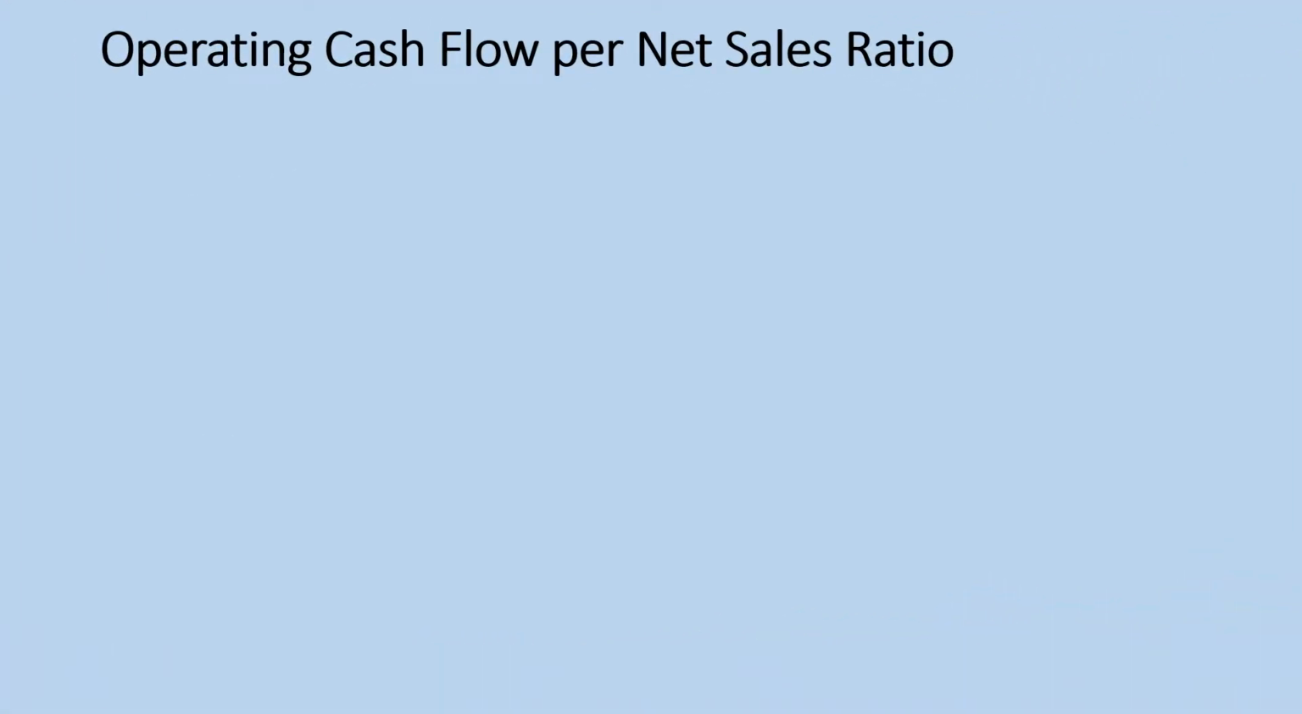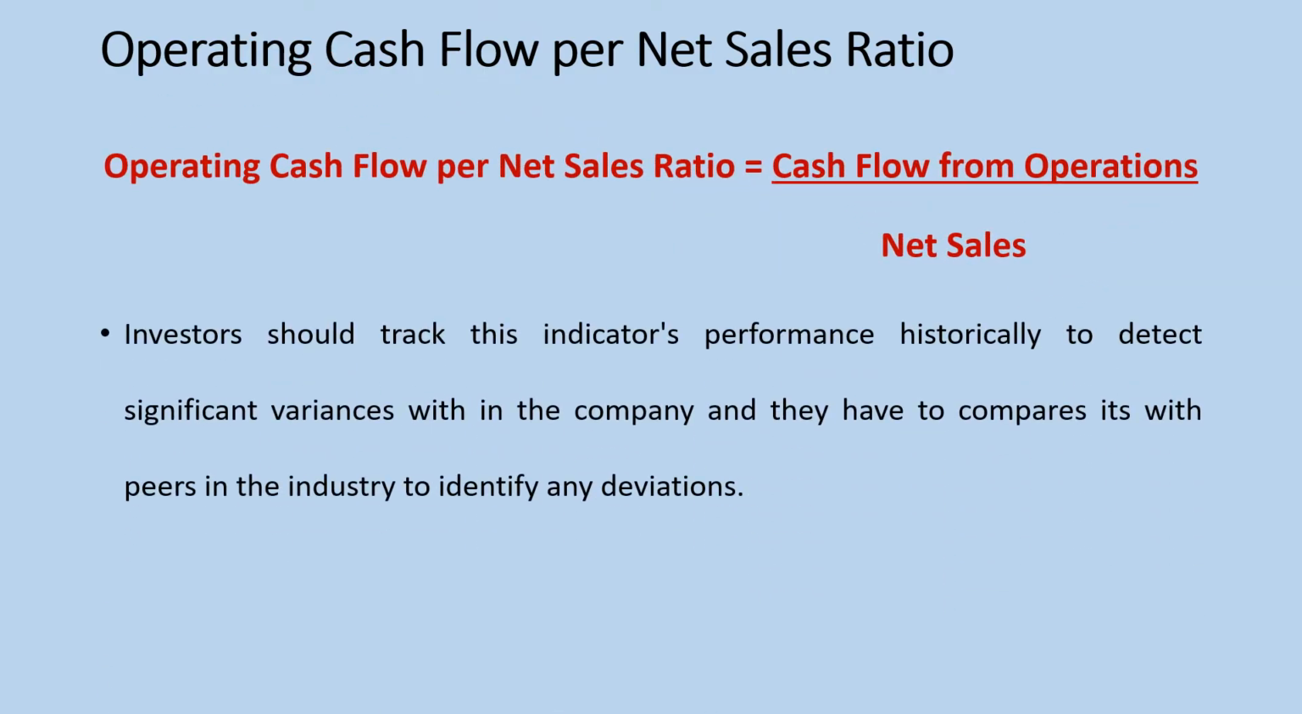Let's look at the operating cash flow per net sales ratio. This ratio is expressed as the percentage of the company's net operating cash flow to its net sales. This tells us how many dollars of cash are generated for every dollar of sales. There is no exact percentage to look for. However, higher is better.